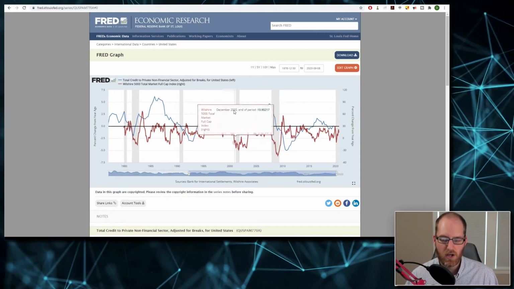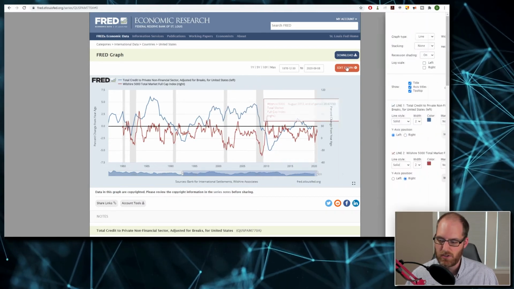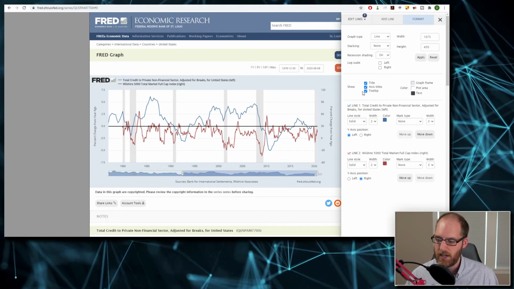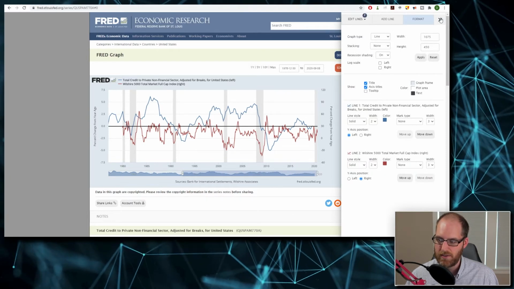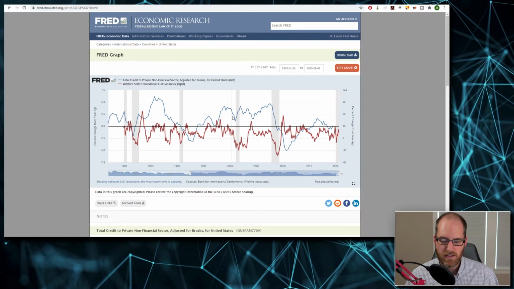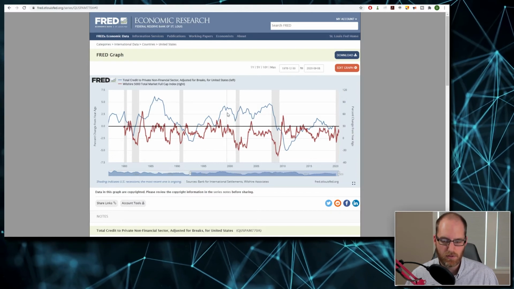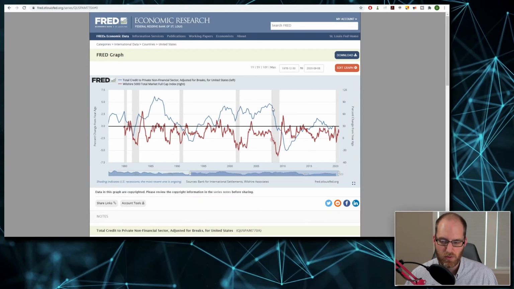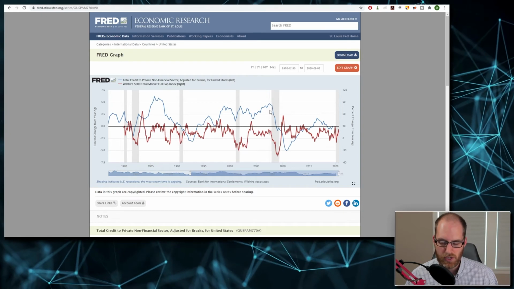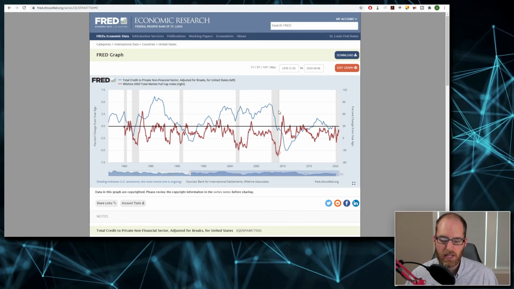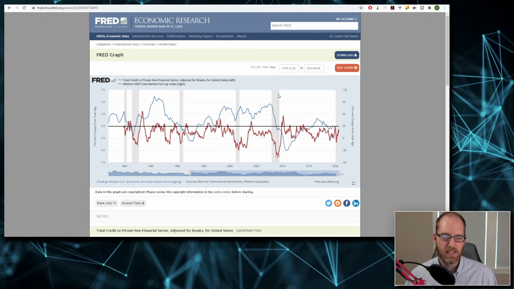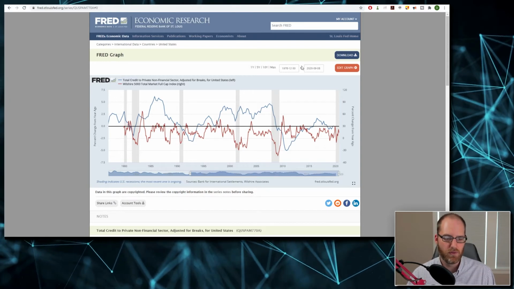More importantly, what's very evident, I'm going to turn off the tooltips here. What's really evident as well is you see very sudden decelerations in private debt growth prior to big recessions. Okay, and that's the main signal that you're looking for, right?